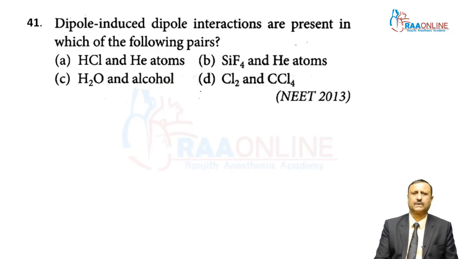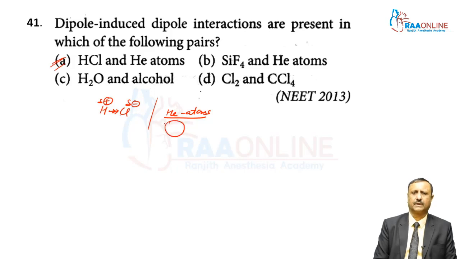Now my dear students, we can go to question number 41. Dipole-induced dipole interactions are present in which of the following pairs? Here we can see the answer is A, because in HCl chlorine is more electronegative, so a negative charge is present there and a positive charge is present here. But on the other side is helium atoms, which are non-polar, so one is a dipole and the other an induced dipole. The helium atoms' electrons are attracted by this H plus, so it is called an induced dipole. It is developed in this pair, HCl and helium atoms.